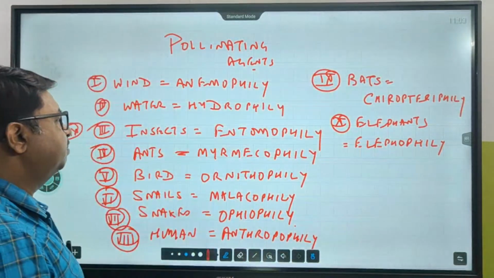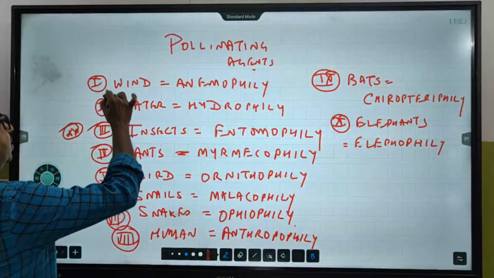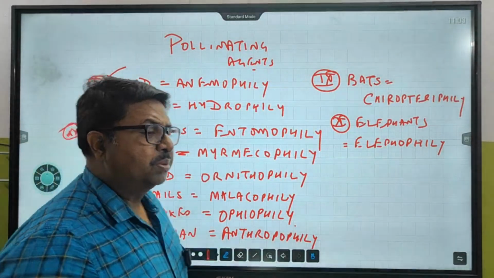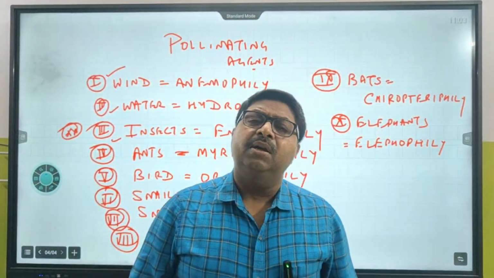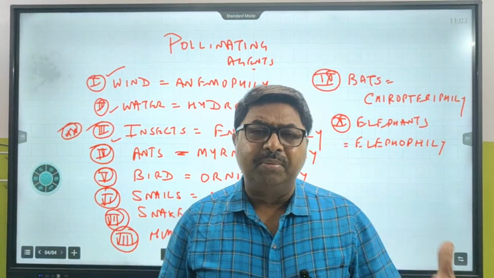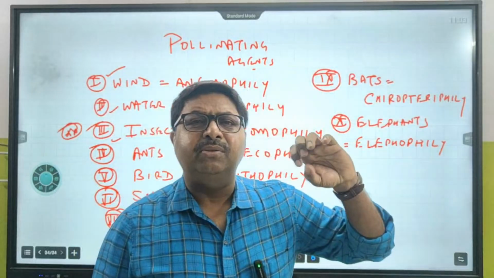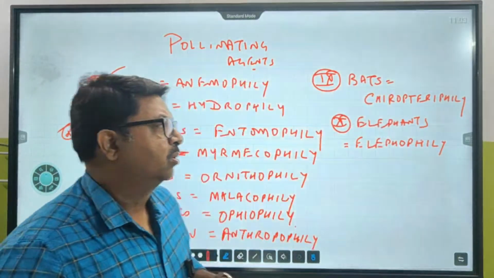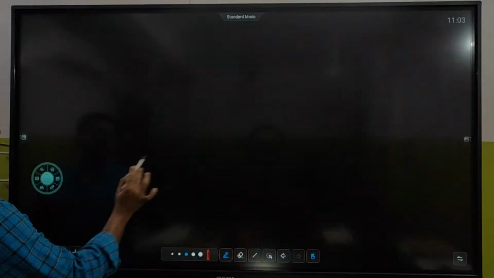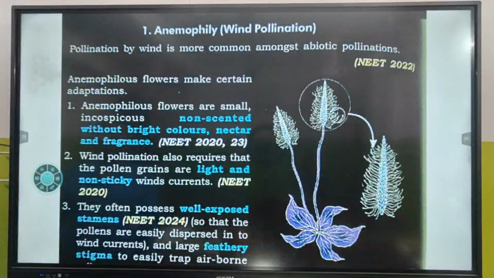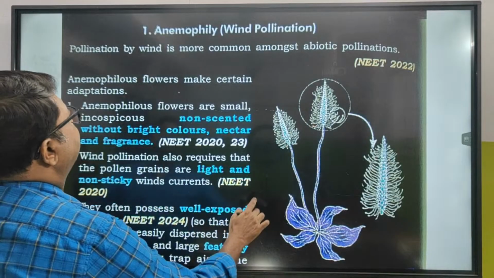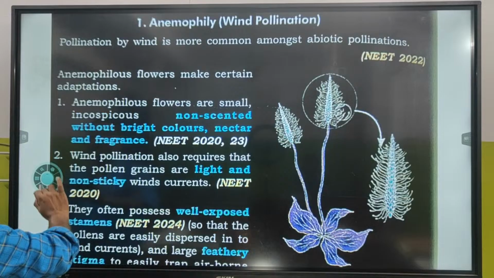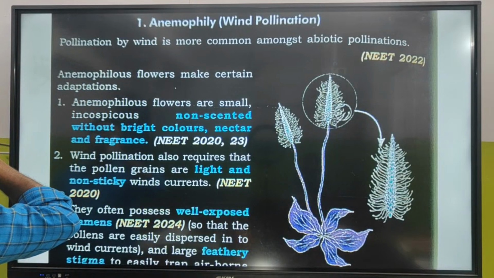Fine. The most important which is there in your book are insects. So there should be some adaptations of the plants to attract insects. We have to look at that. And if it is wind pollination, what will it be? Sticky, scattered. We will talk about those adaptations also. Okay, let's start with anemophily, wind pollination. Pollination by wind is more common amongst abiotic pollination.